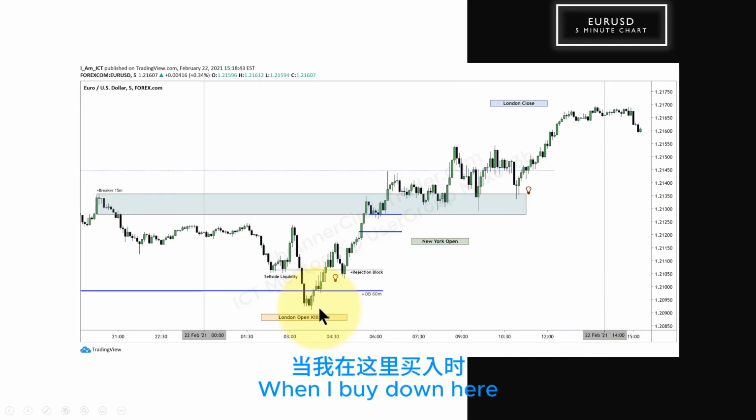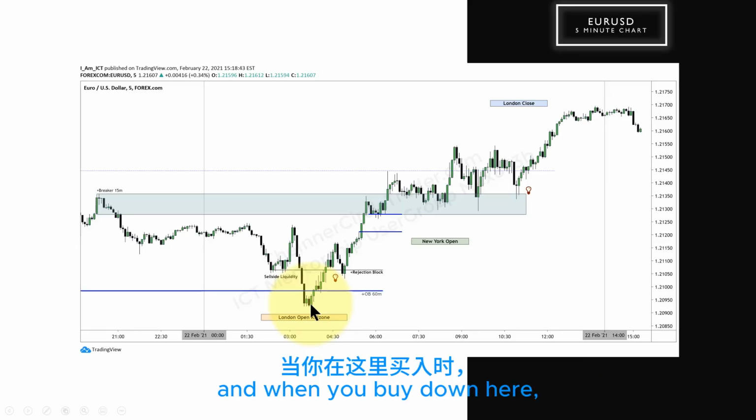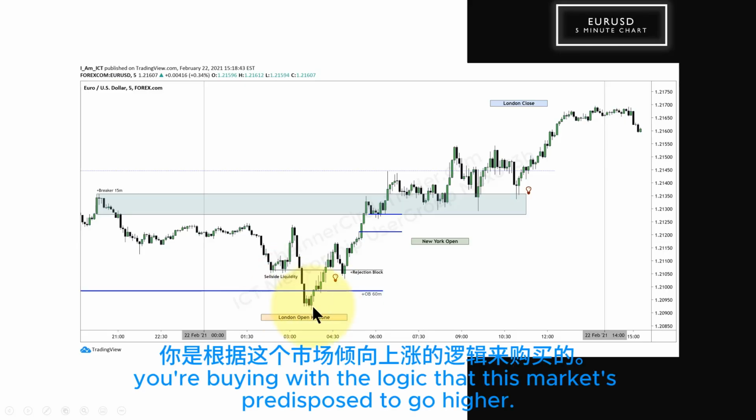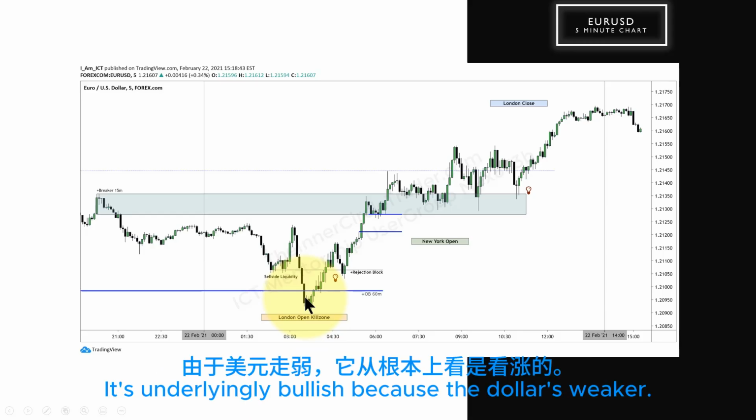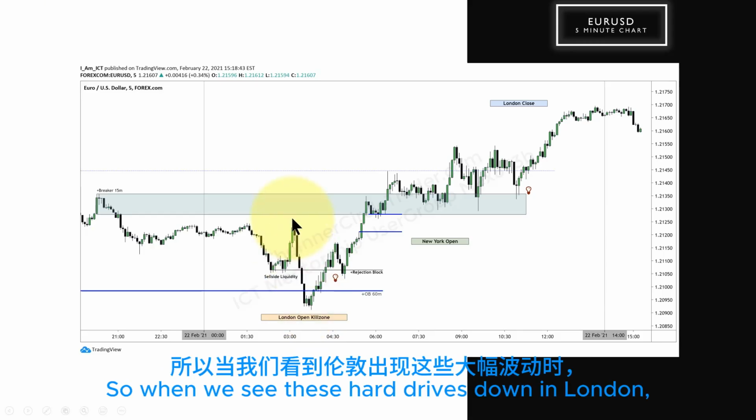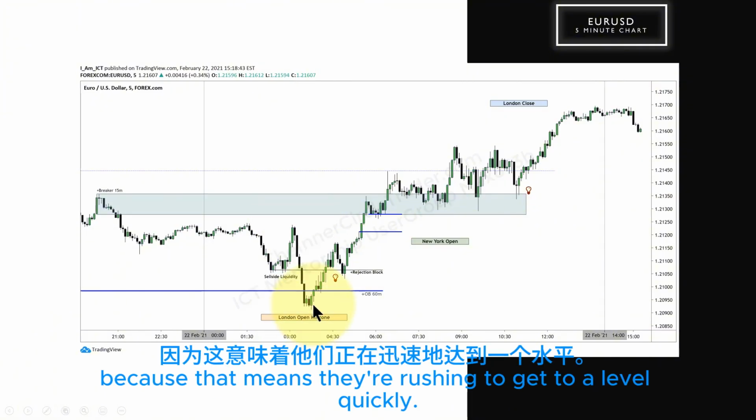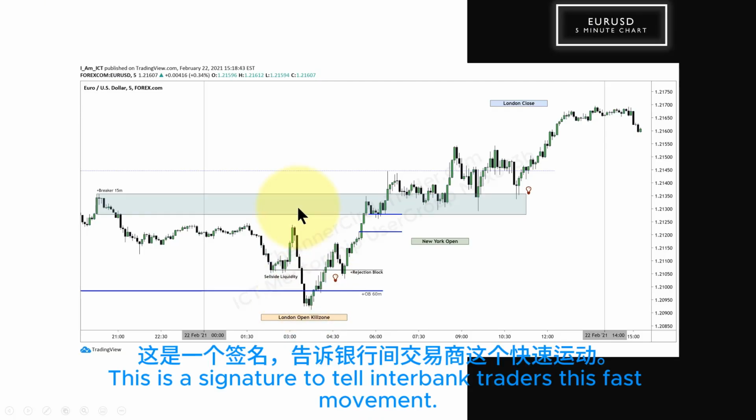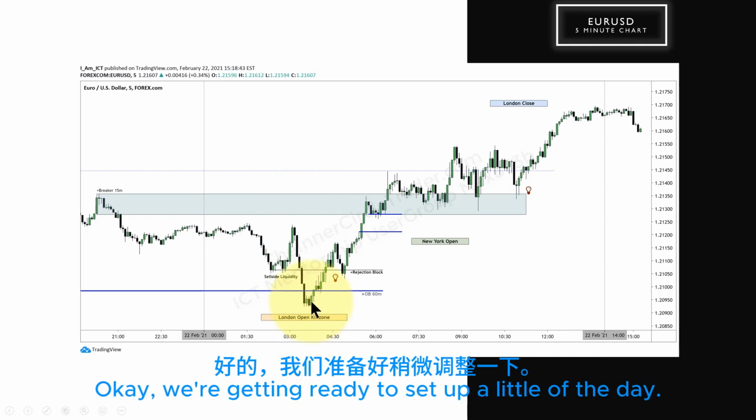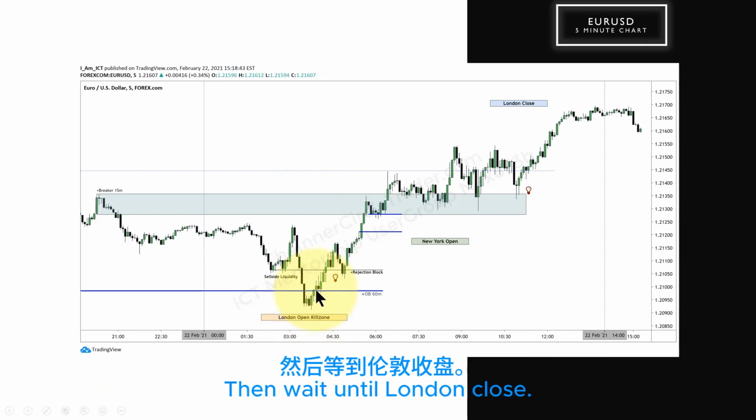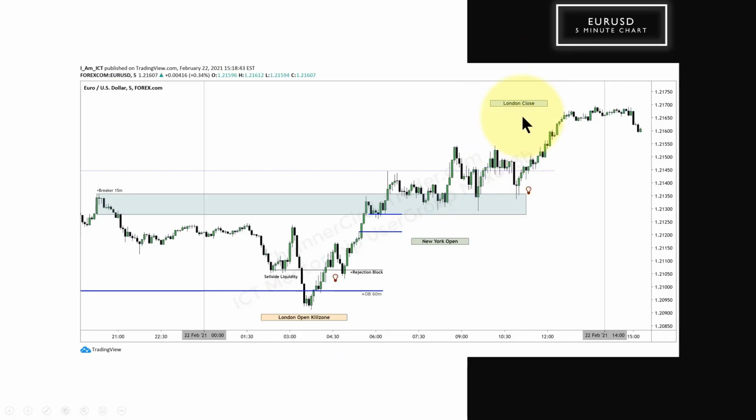When I buy down here, and when you buy down here, you're buying with the logic that this market's predisposed to go higher. It's underlyingly bullish because the dollar's weaker. So when we see these hard drives down in London, we get really excited about that because that means they're rushing to get to a level quickly. This is a signature to tell interbank traders, this fast movement, okay, we're getting ready to set up the low of the day. Then wait until London close.